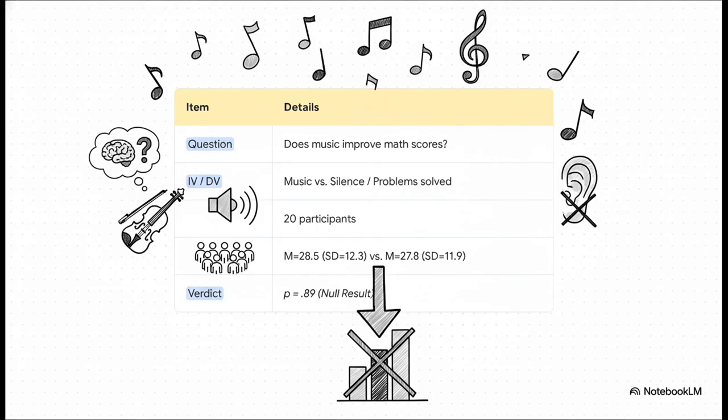Okay, here it is, the evidence file. The research question: does classical music help people do better on math tests? We've got our two groups, music versus silence. We've got 20 people in total, and the result, a p-value of 0.89. Woof, that's a classic null result. So, detective, what went wrong?